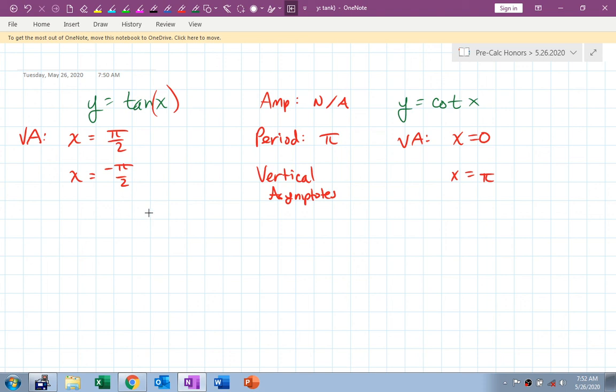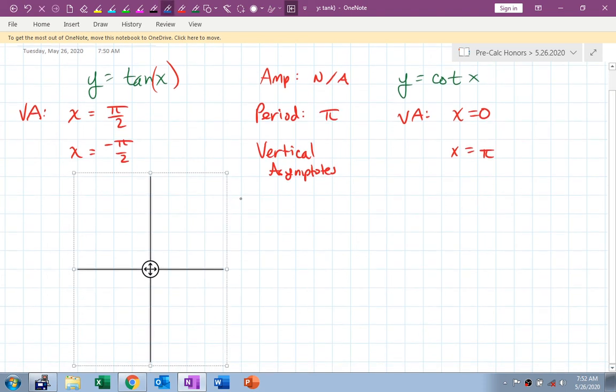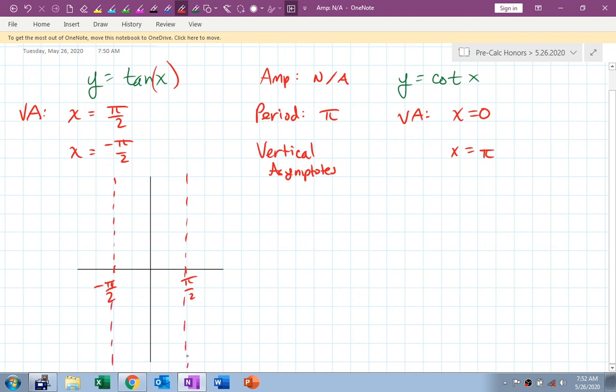So if we were to graph tangent, I'm going to put a vertical asymptote at negative pi over 2 and pi over 2. Halfway in between, I'm going to put a dot, all the time, halfway in between. And then I make a snake. So that's your tangent graph.